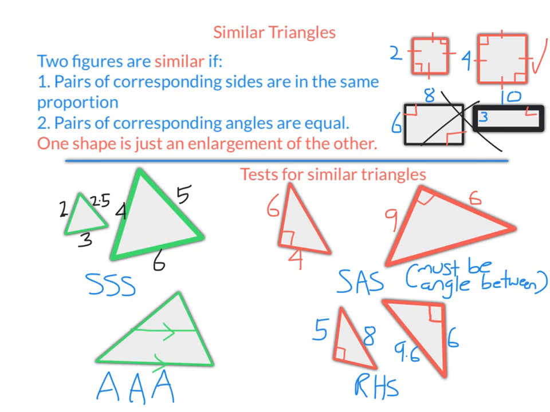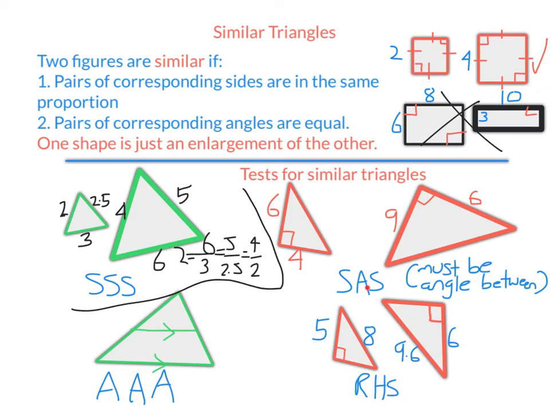In proportion means the same scale factor. So here, 6 over 3 equals 5 over 2.5 equals 4 over 2. Each of those is equal to 2. What does that mean? Each side in this large triangle is double its corresponding side in the smaller triangle. So that is the SSS test.